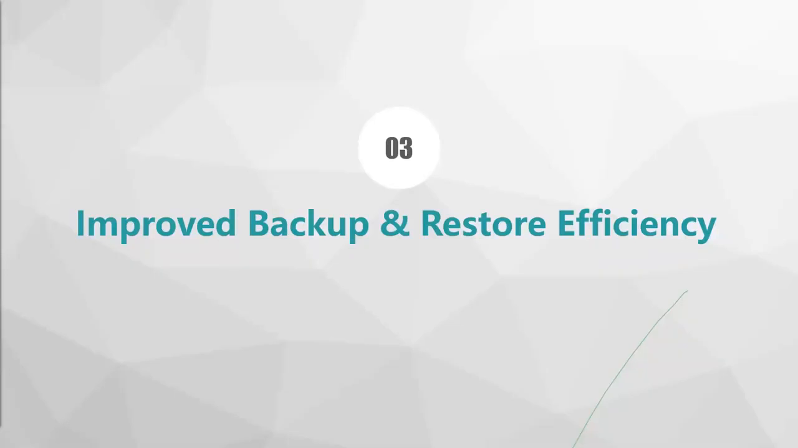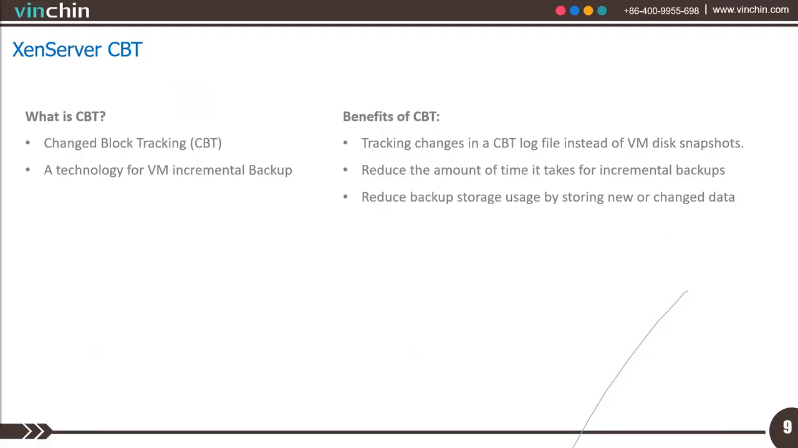Next, let's see some new features that have improved the virtual machine backup and restore efficiencies. First one, the Xen Server CBT support is now available on Vinchin Backup and Recovery version 6. CBT is also known as changed block tracking. It tracks the changes of the virtual machine since the last backup. So this technology can be used for incremental backup of the virtual machines.